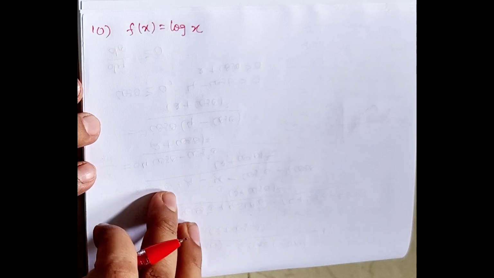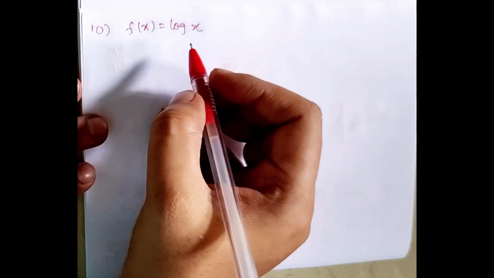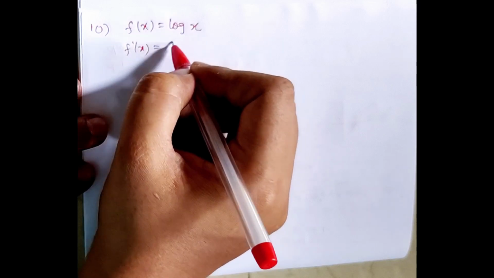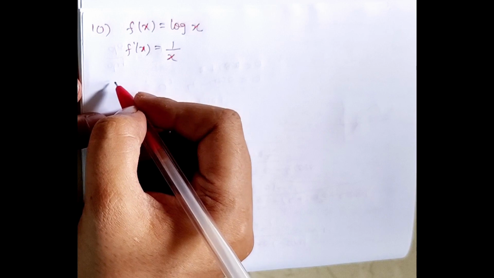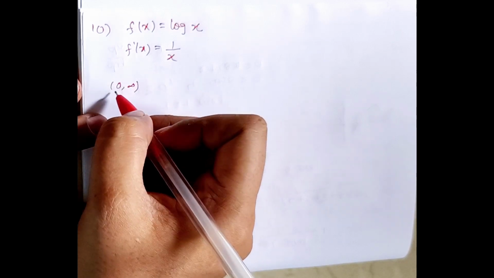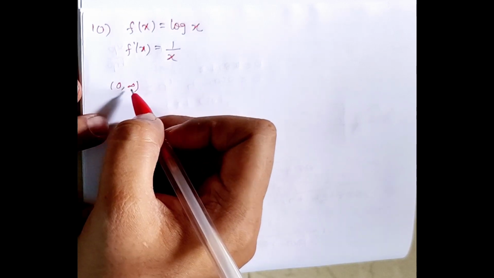Question number 10, we have to prove that the logarithmic function is strictly increasing on the interval 0, infinity. So the function is log x. When we differentiate, we get 1 by x. The domain of the logarithmic function is 0, infinity, and these 0 and infinity values are not included within that range.